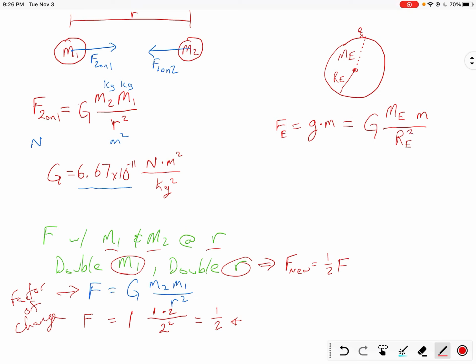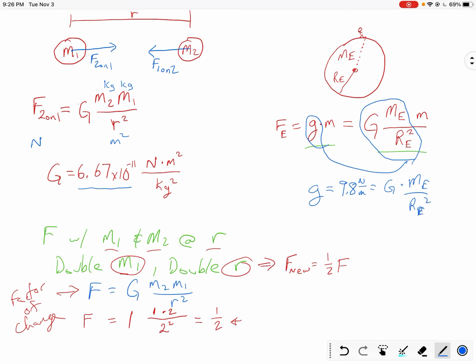Well, what does that say? Well, these two expressions are both true. So what does that mean? Well, that means that all of this part right here must be equal to g. So g, which equals 9.8 newtons per kilogram, must also be equal to G times the mass of the Earth over the radius of the Earth squared. If you go look up on Wikipedia what the numbers are for the mass and the radius of the Earth, and you plug them in, you'll find that you'll get exactly 9.8.